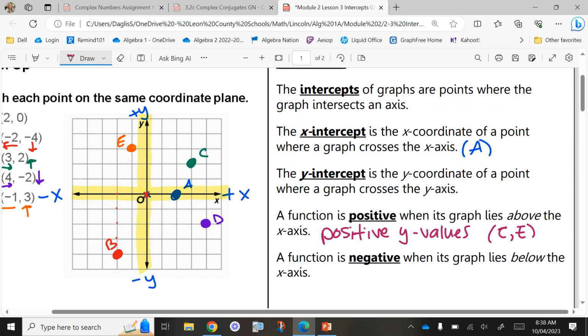And then to be negative is when we're under the x-axis. So this is when we're going to have negative y values. So in my warm-up, that is point B and D. How come I didn't put A in either of those lists? Is A above or below the x-axis? No, it's on it, right? So it's special. It's technically at a y value of 0. 0 is not a positive or a negative number. It's neutral. It's in the middle.